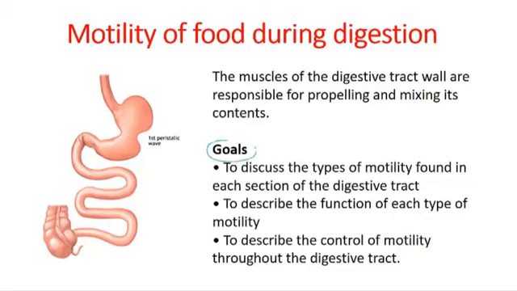The goals of our learning are to discuss the types of motility found in each section of the digestive tract, to describe the function of each type of motility, and to describe the control of that motility in the digestive tract with the help of two things, either the nervous system or hormones.